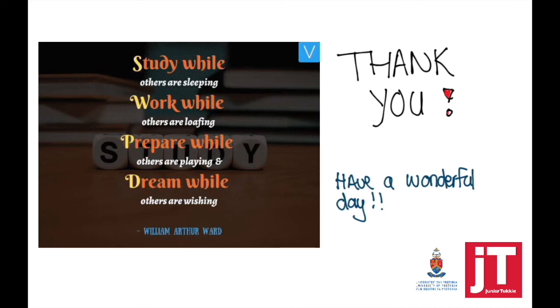I want to leave you with this quote: study while others are sleeping, work while others are loafing, prepare while others are playing, and dream while others are wishing.